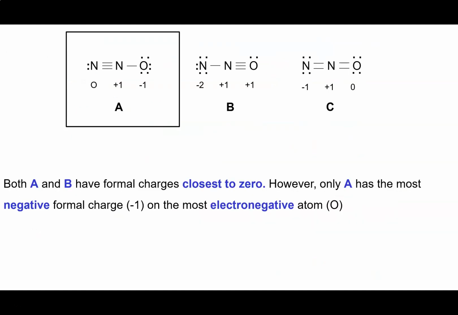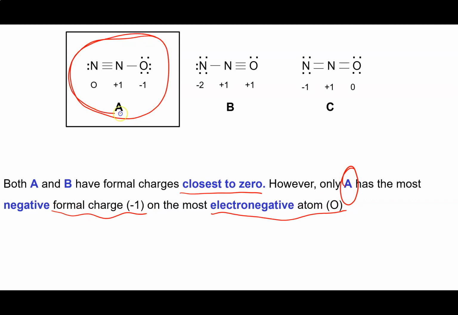So both A and B have formal charges closest to 0. However, only the first structure has the most negative formal charge on the most electronegative atom. So we're going to say that this one is most likely closest to the true structure of N2O.